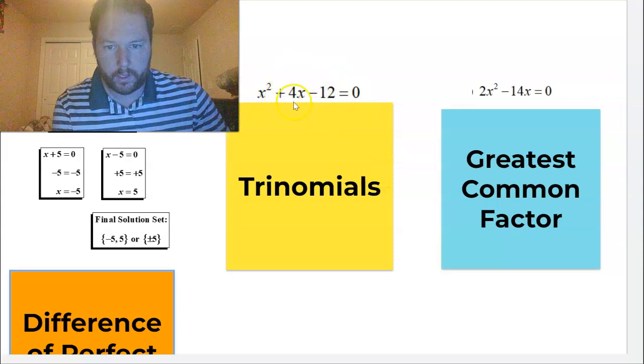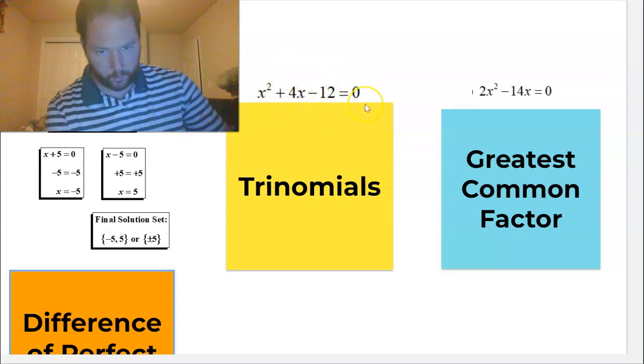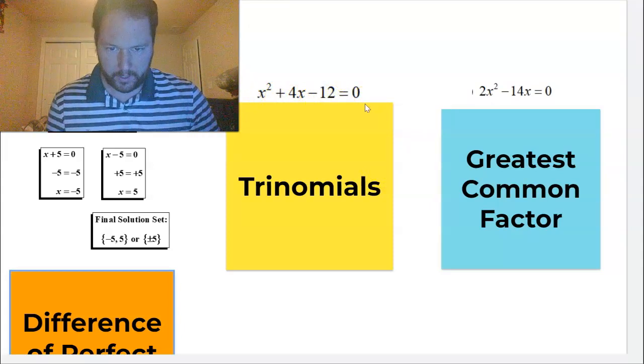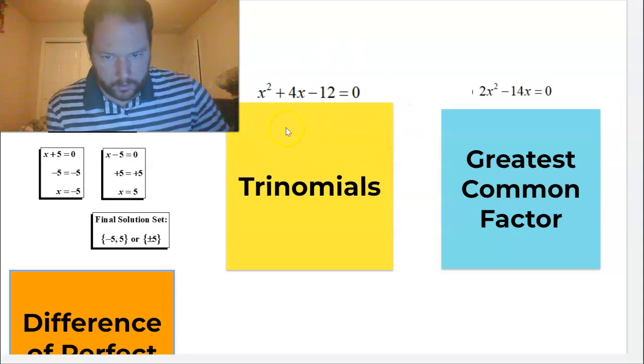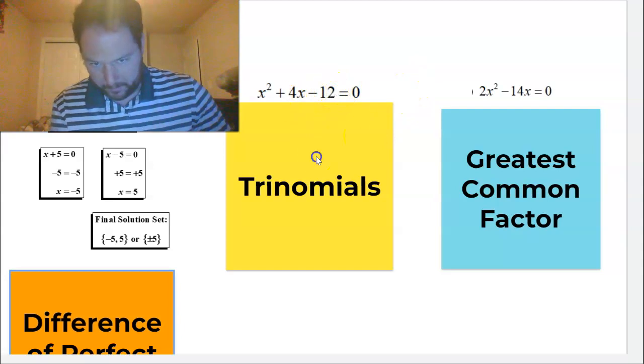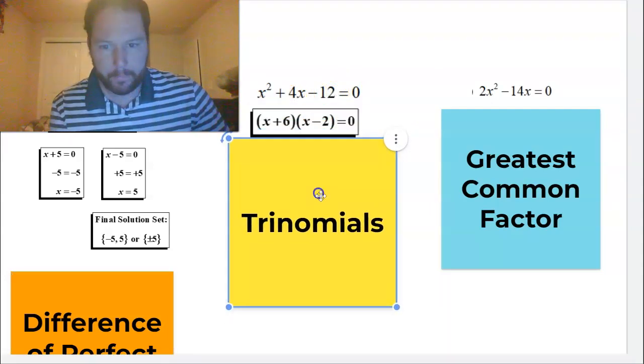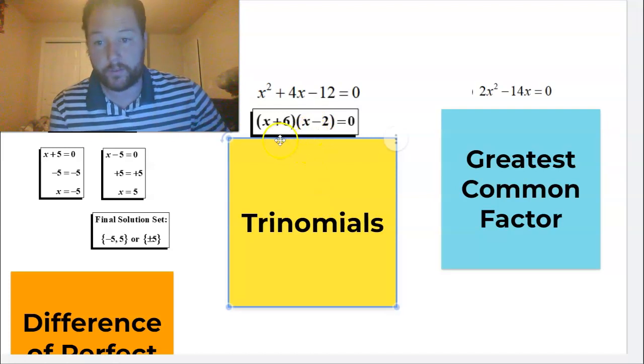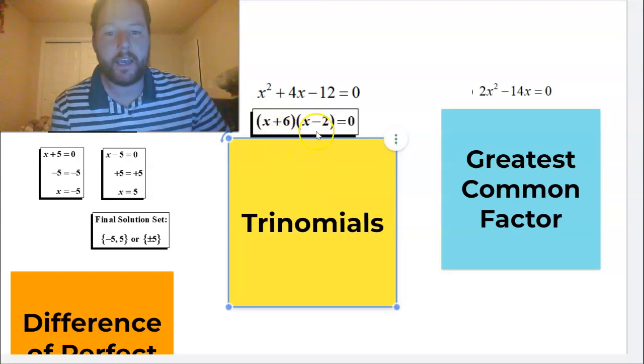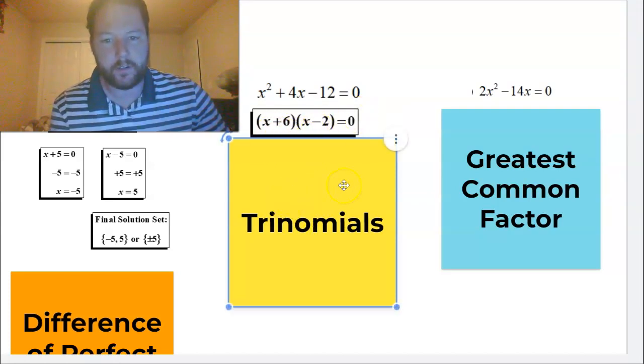So x squared plus 4x minus 12 equals 0. First thing we're going to do, we are going to figure out what factors of -12 will add up to 4. And that's going to be +6 and -2. Notice our factors are x plus 6, x minus 2, and that's all going to equal 0.